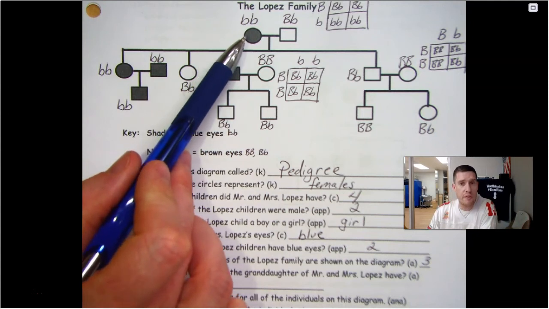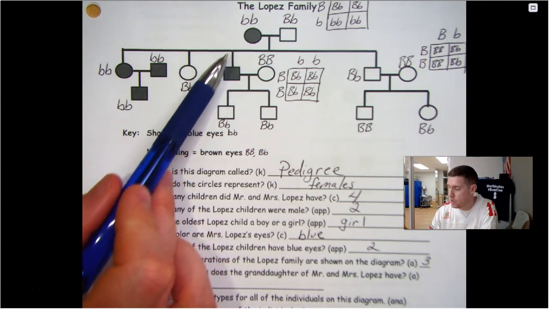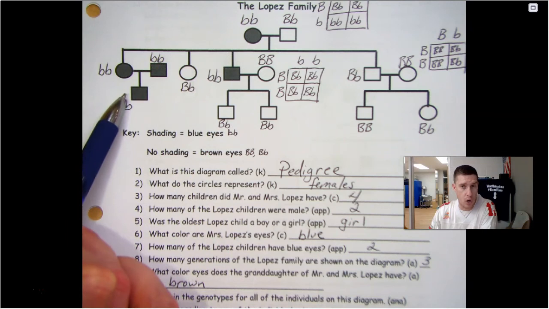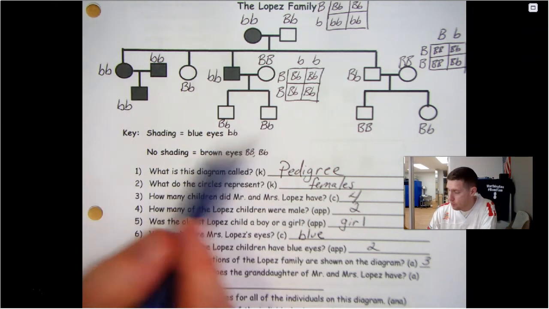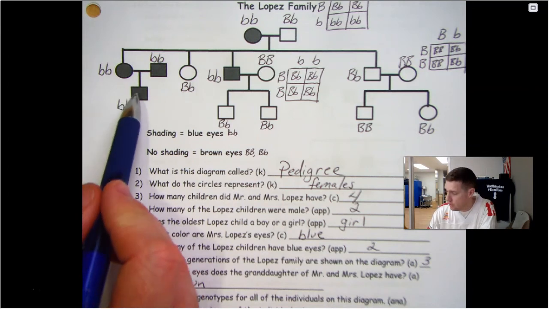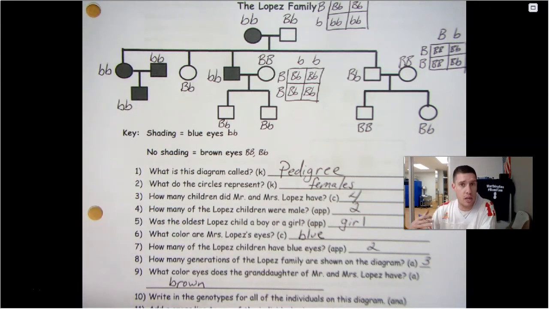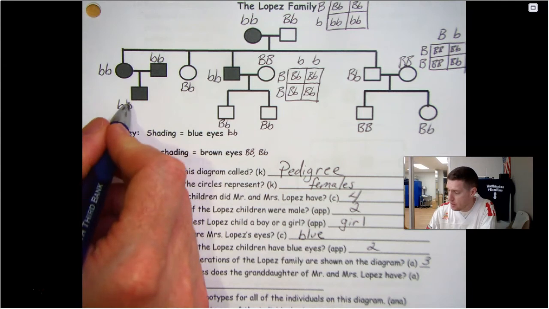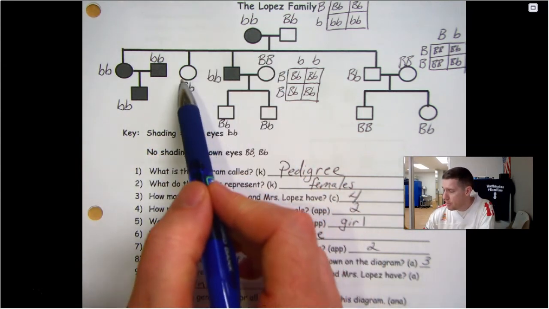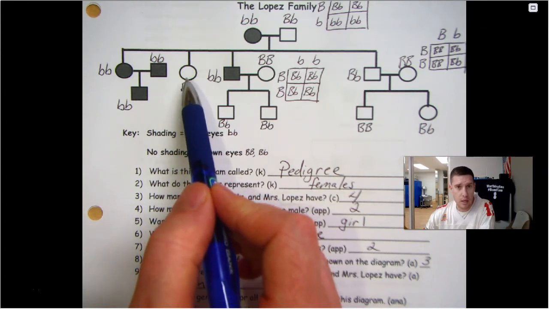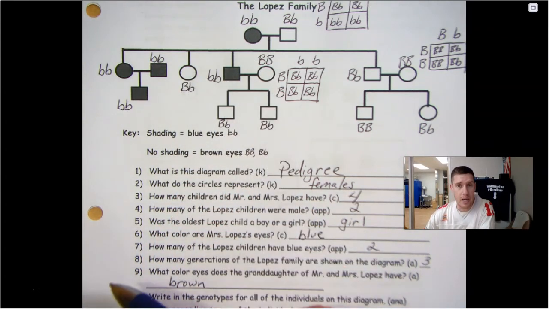Remember how we first started out by saying that all the shaded shapes, unless you are told otherwise, are homozygous recessive. Well, that's what you do in a pedigree. When someone is homozygous recessive, you shade in their shape. That's just another signal to let the reader know that they're homozygous recessive. But there should be a way to tell the difference between heterozygous and homozygous dominant.